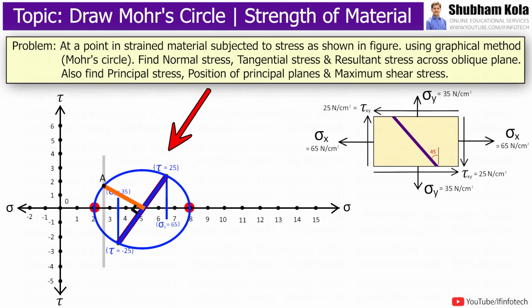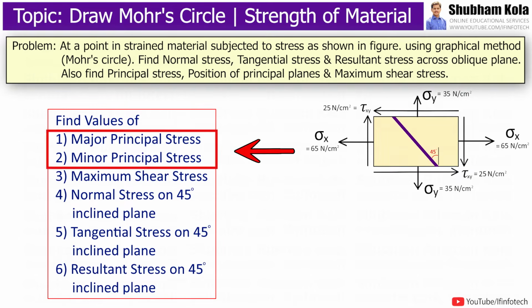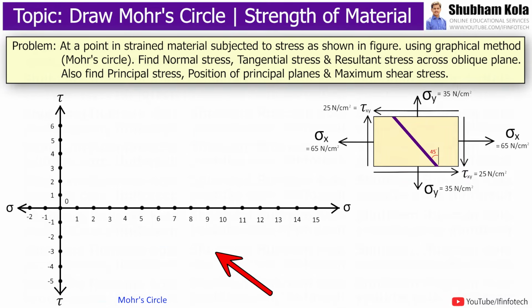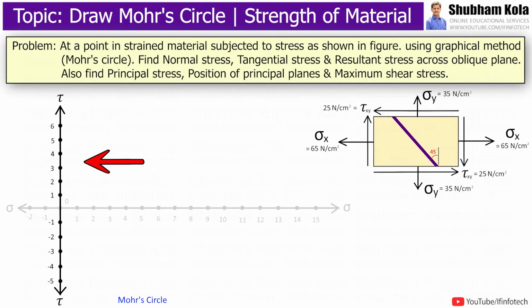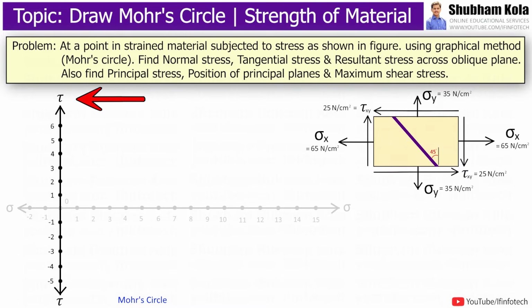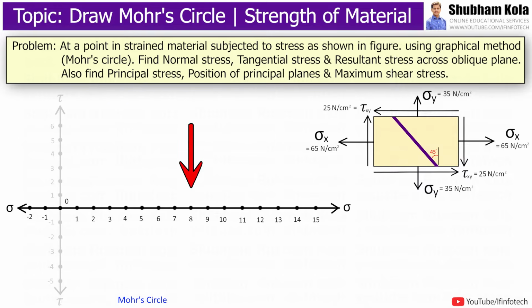For this example, we will see how the Mohr circle diagram will look, and then we will find the values of principal stresses and values of normal stress and tangential stress on a 45-degree inclined plane. Just like a graph, I am going to draw one vertical axis and one horizontal axis, where the vertical axis represents shear stress, that is tau, and the horizontal axis represents the normal stress. If the normal stress is compressive in nature, then it is negative, and if the normal stress is tensile in nature, then it is positive.